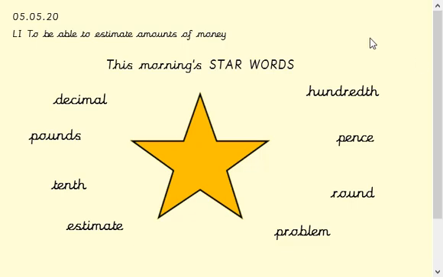Okay, our learning intention this morning is being able to estimate amounts of money. Now you can see we've got our star words for this morning. They are very similar again. I've taken out bar model today and put estimate in. Apart from that, we've got rounding as well, because that's really important today. So we're going to be estimating and rounding. The rest of the words all look the same because they're all linked to this topic of money.